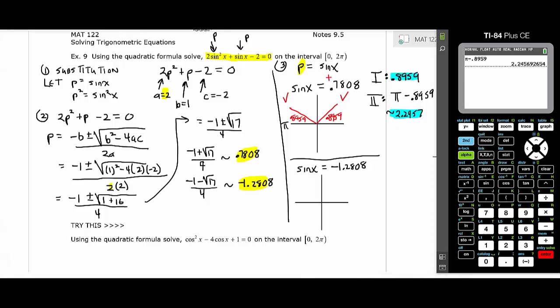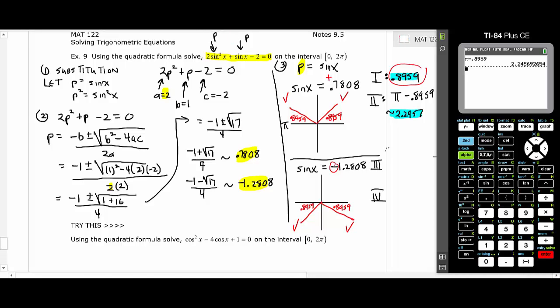Now we just come down here and we do the same thing. Now we have a negative value for the sine. Remember, the sine is negative in quadrants 3 and 4. So we have to get a quadrant 3 answer, and we have to get a quadrant 4 answer. Now keep in mind, the reference angle is 0.8959 in quadrant 3, and it's 0.8959 in quadrant 4.